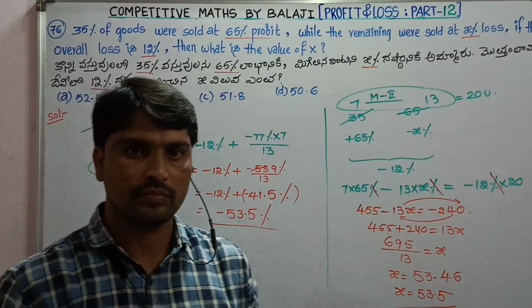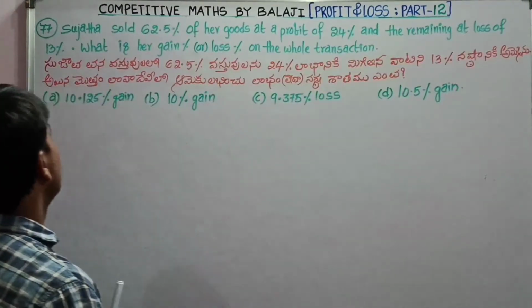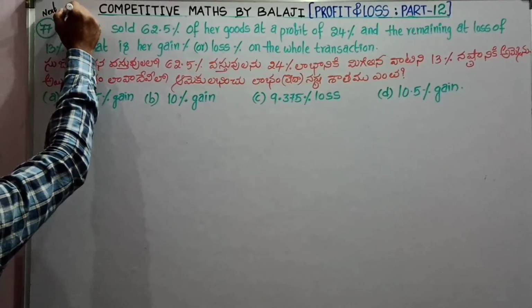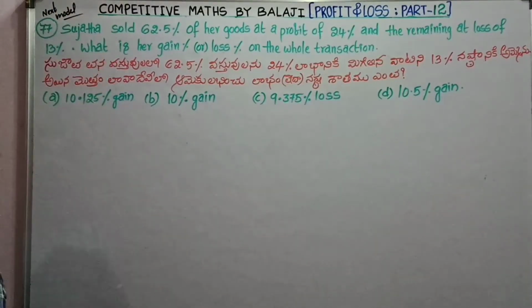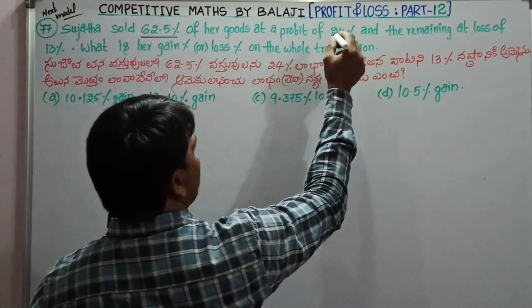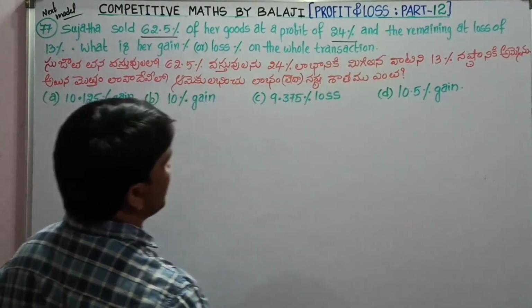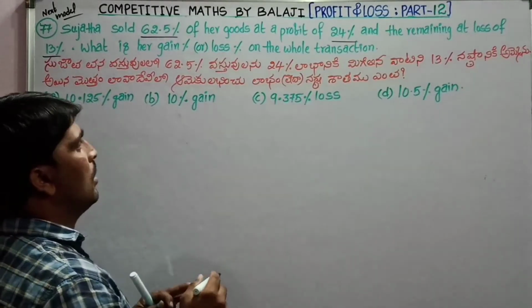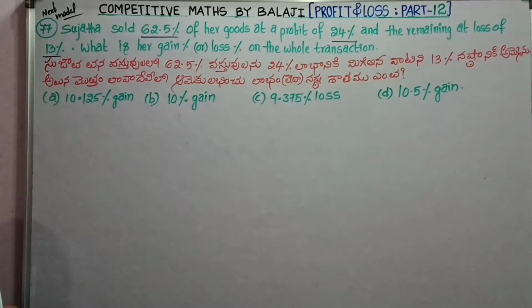Okay. Next model question 77. Sujata sold 62.5% of her goods at a profit of 24% and the remaining at a loss of 13%. What is her gain percent or loss percent on the whole transaction?